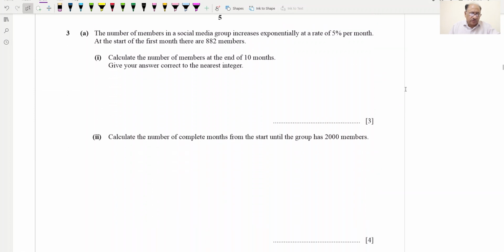Now we can move to question number 3, and question number 3 says the number of members in a social media group increases exponentially at a rate of 5% per month. At the start of the first month, there are 882 members. Calculate the number of members at the end of 10 months and give your answer correct to the nearest integer.